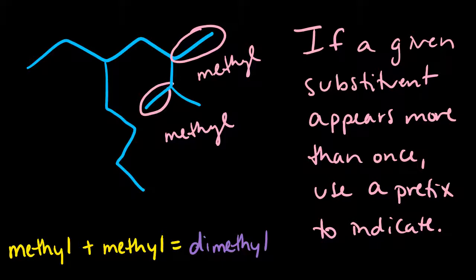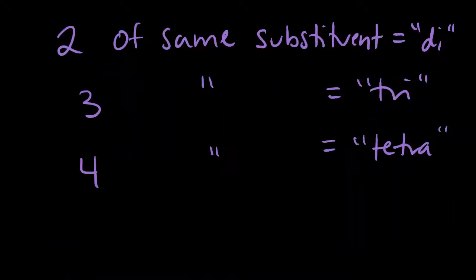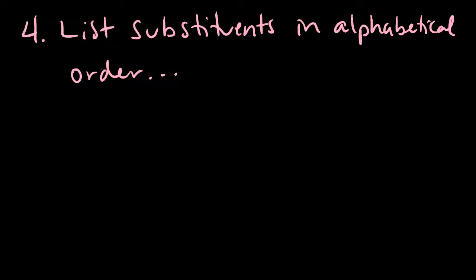Recall that we had 2 methyl groups, one at the 2 carbon and one at the 3 carbon. So we're going to actually put these 2 together and call this an overall dimethyl group. If there would have been 3 methyl groups, we would have put a tri prefix in front of it. 4 groups, a tetra prefix in front of it, so trimethyl or tetramethyl, and so on. Then we are going to list these substituents in alphabetical order.